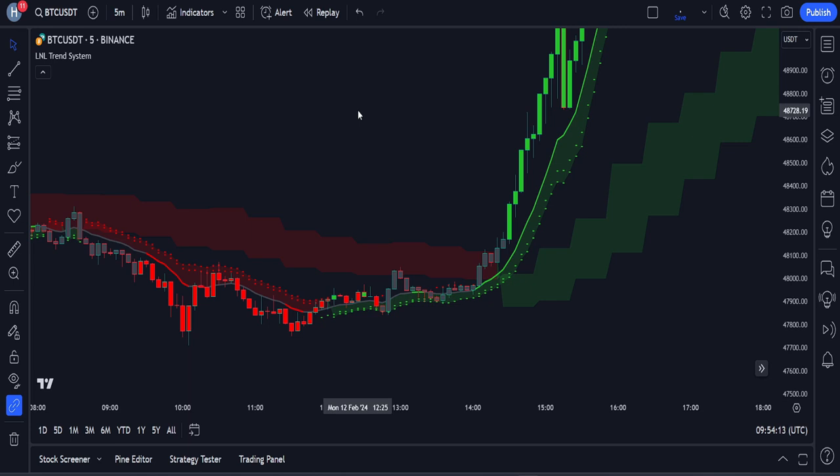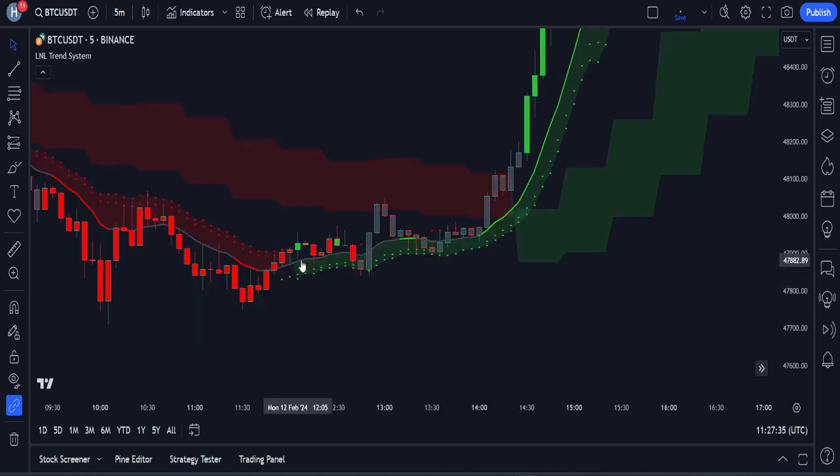So this is the complete detail about the components of this indicator. Now let's see how these different components are used together for entering a trade. As I mentioned earlier, when the trend line becomes gray, it shows flat market. And also having candles in gray color indicates that there is no trend in the market.